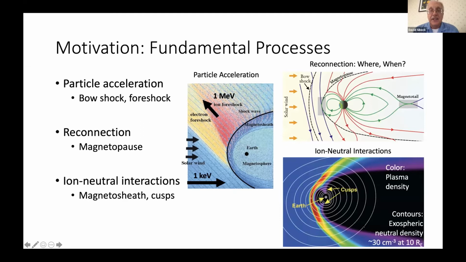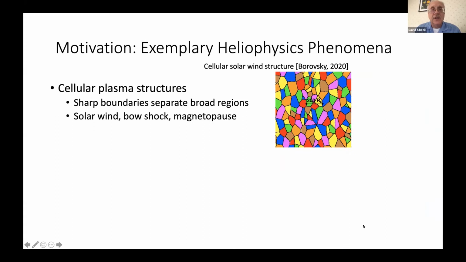Yet another fundamental process, one that Dayside magnetospheric physicists don't think about too much, is ion-neutral interactions. And they most definitely do occur on the Dayside between the Earth's exosphere and the solar wind plasma or the magnetospheric plasma. And so that's yet a third reason for studying the Dayside, a third basic interaction that goes on. And these are themes that will run throughout this talk, and so I'll harken back to them periodically as we progress.